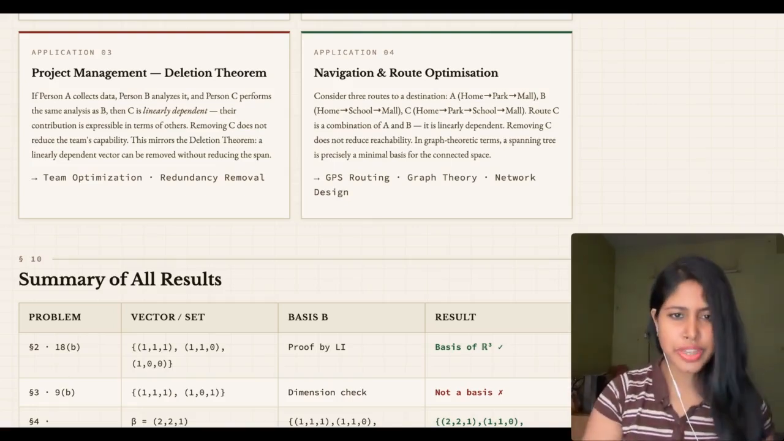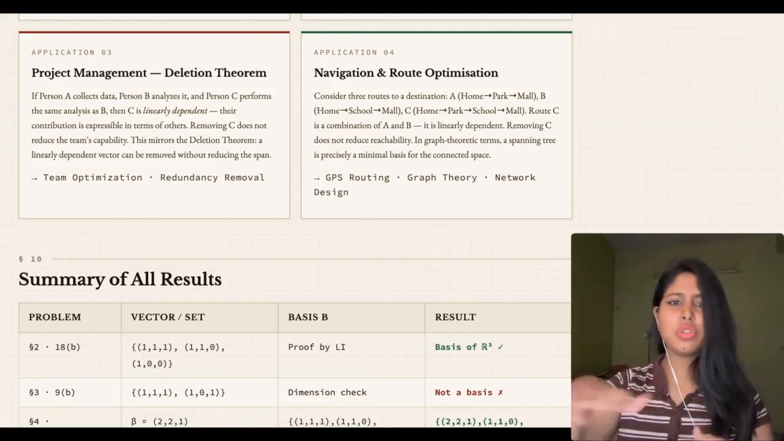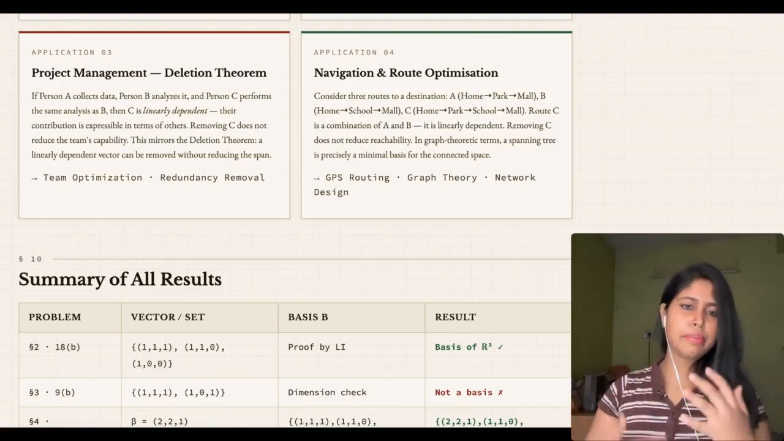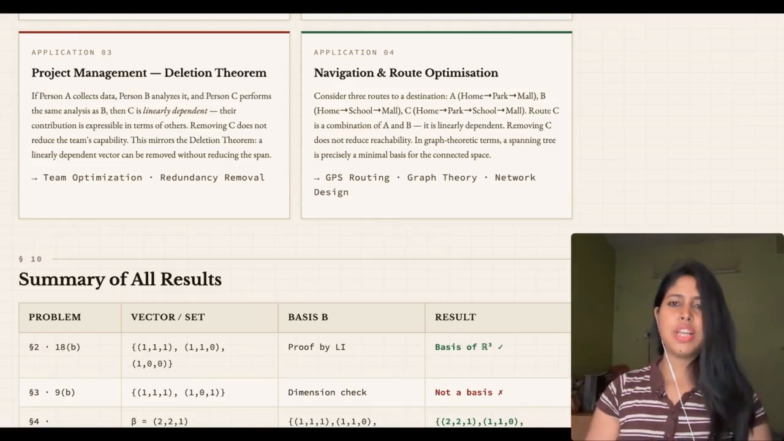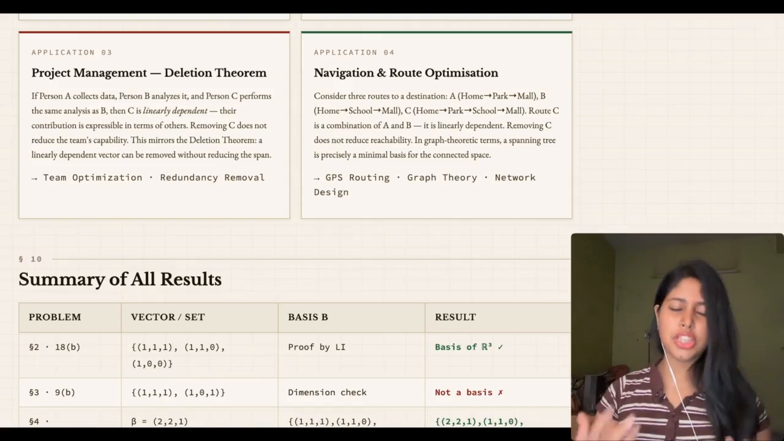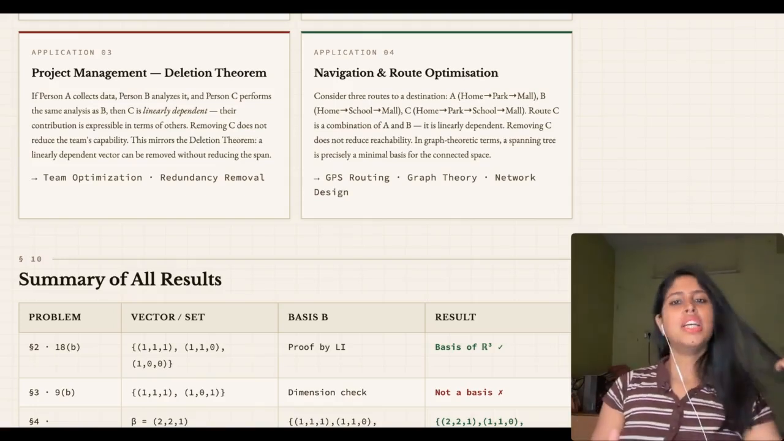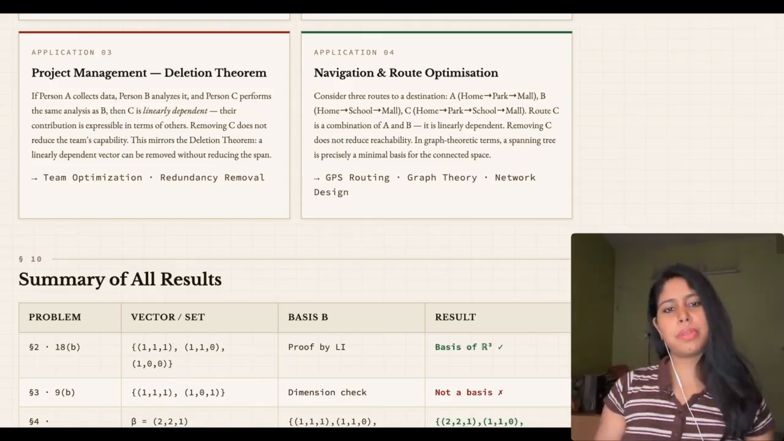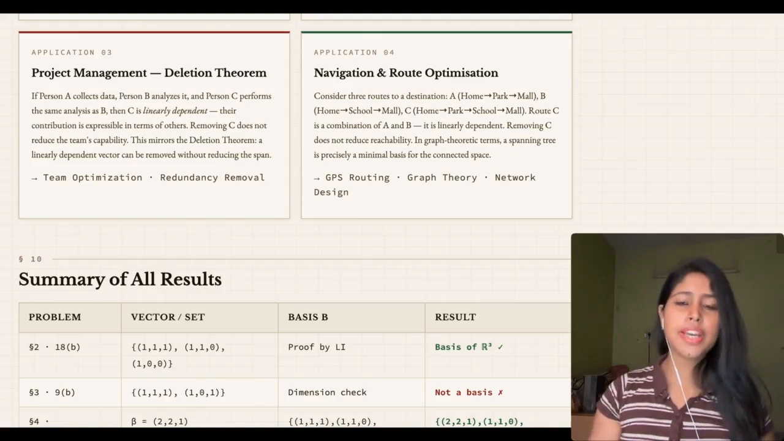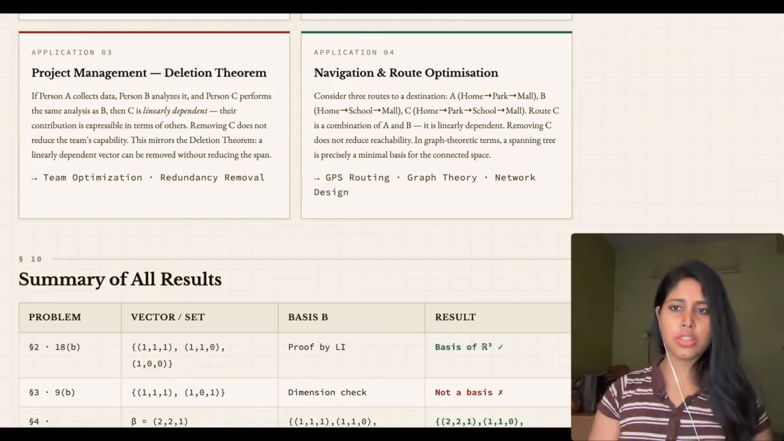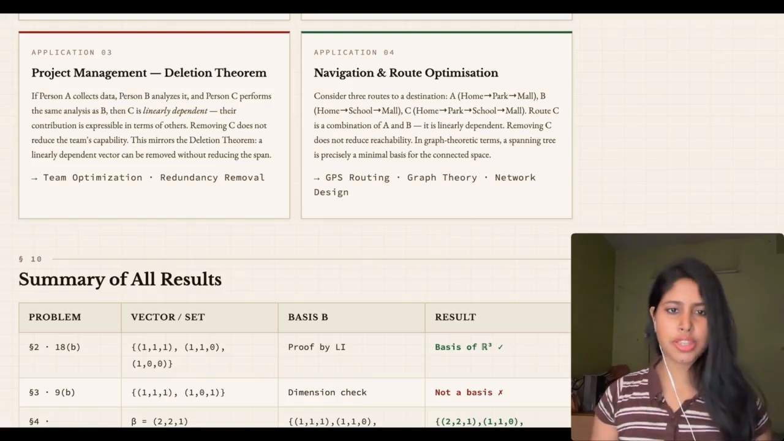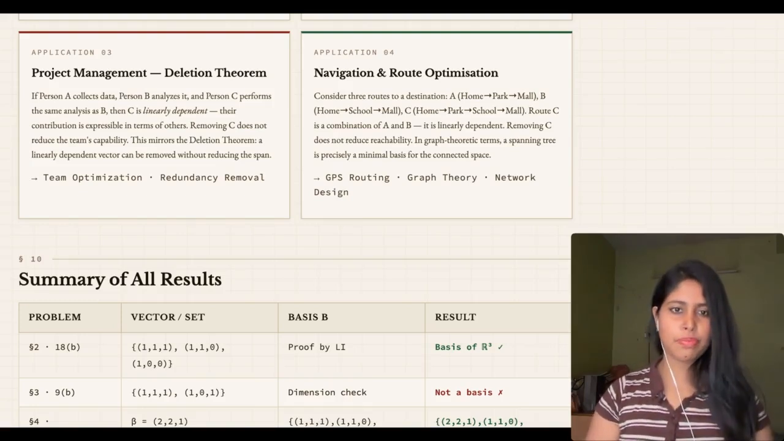Even if we remove that person, we won't change the output, because I'm collecting the data and my friend is again analyzing it. So this is what the deletion theorem basically says: if a vector, which can be a person or a task, can be expressed as a combination of others, then removing it doesn't affect the span of the team's work. Okay, now this was a fun one, right?